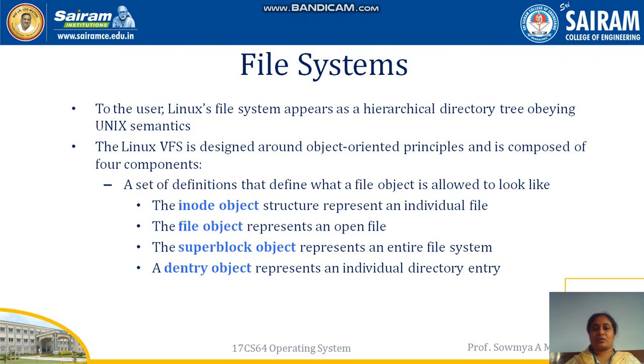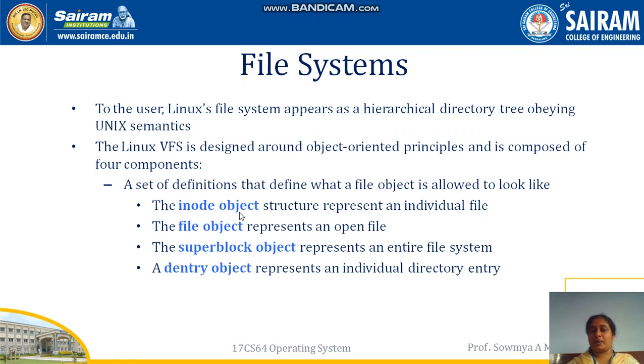Next one is the file system. To the user, the Linux file system appears as a hierarchical directory tree, like Unix semantics. Here we have many objects for a file system. The inode object structure represents individual files. File objects represent open files. The superblock object represents the entire file system. D-entry objects represent individual directory entries.